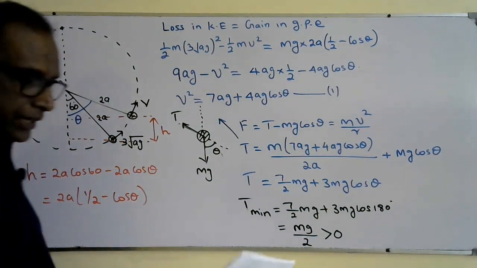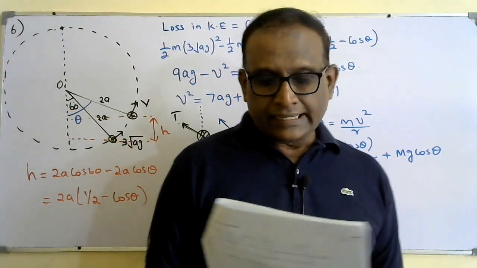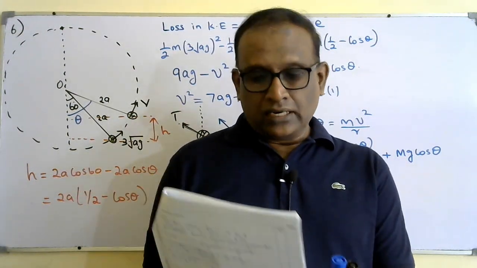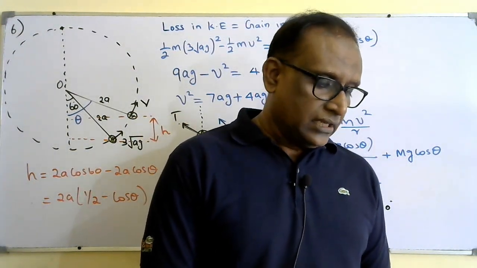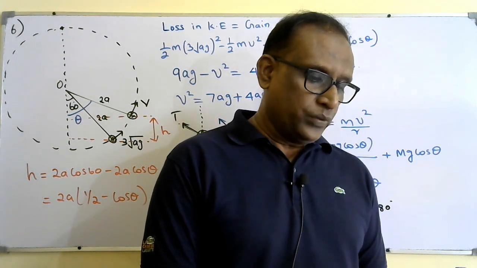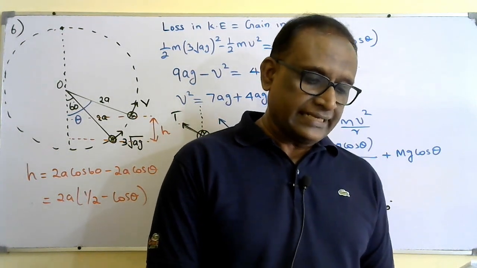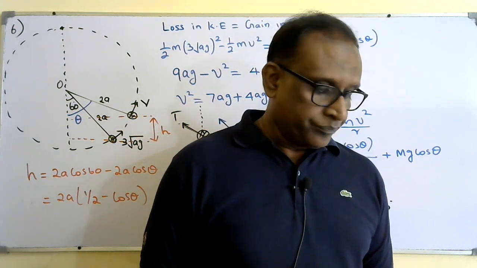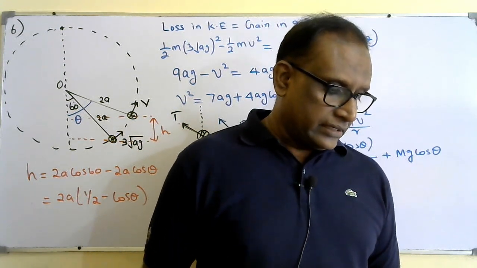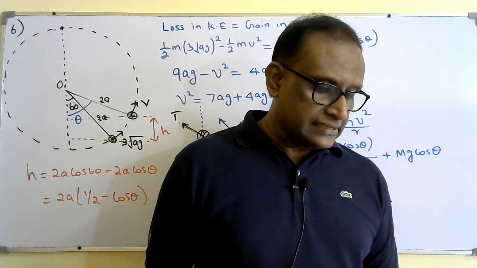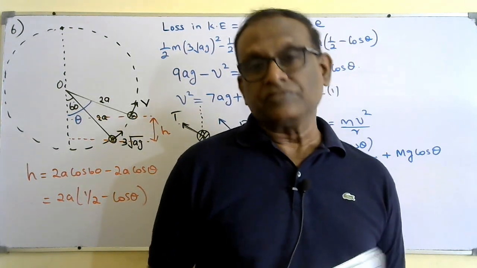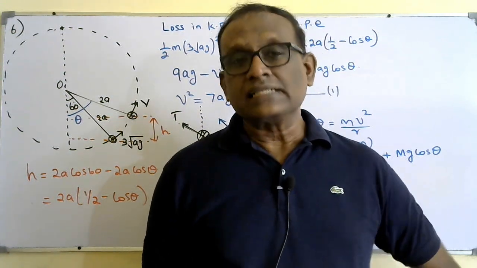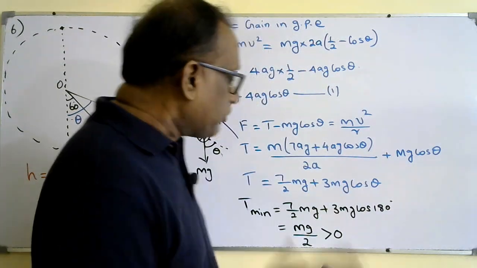Okay, so the B part: in a refined model, it is assumed that the string will break if the tension in it exceeds 7 mg. Using this refined model, show that the particle still performs a complete vertical circle. Okay, so that means it's easy.